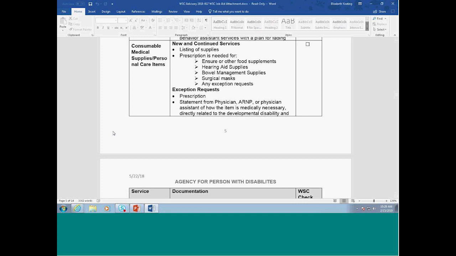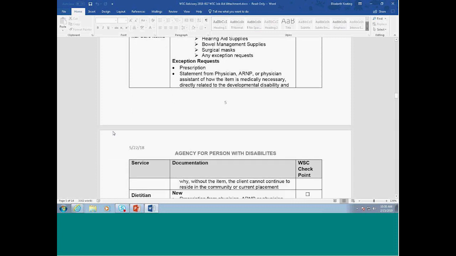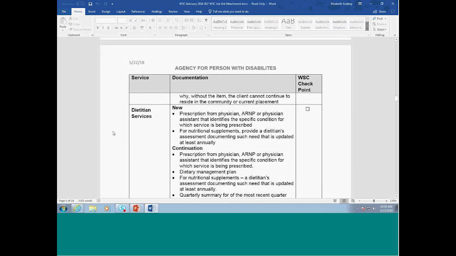And then if you are requesting an exception above what the Medicaid state plan says we can provide, like the 200 diapers or some other kind of an exception that we're allowed to look at, there's specific things you have to provide for that exception. So you have to provide a prescription, and we need a statement from the physician, ARNP, or physician assistant on how the item is medically necessary and directly related to their developmental disability, and why, without the item, the client cannot continue to reside in the community or current placement. So very specific criteria that we are going to be looking for with any kind of an exception.